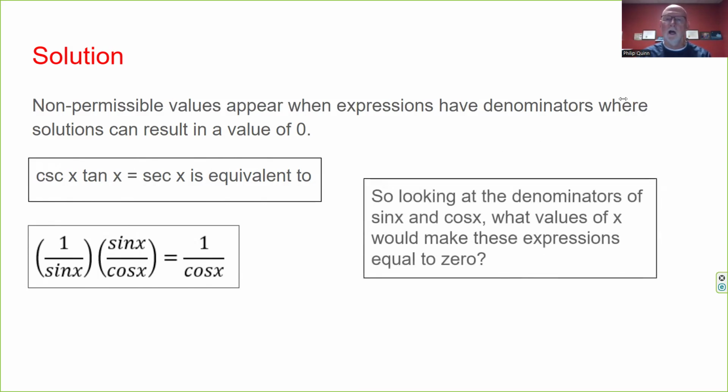So looking at the denominators of sine x and cos x, here's the question. What values of x would make these expressions equal to 0? Because we can't have them. They're non-permissible. But that's the question. Good question.